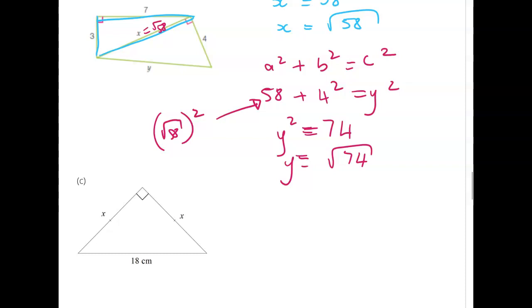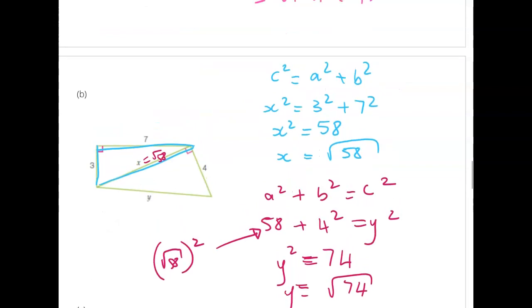Wait, how do you know that x equals 58 though? It's the square root of 58. Well, we worked that out in the previous section of work. Yeah, so but when you square a square root, you get back to the original number.